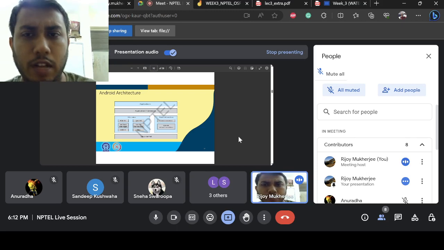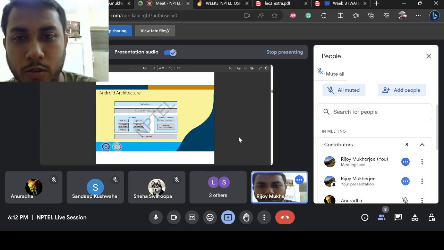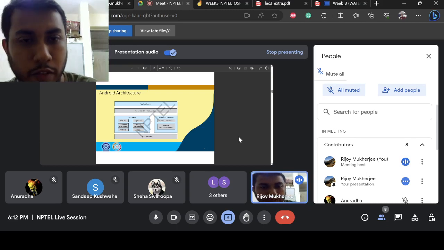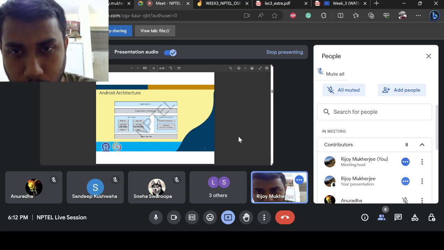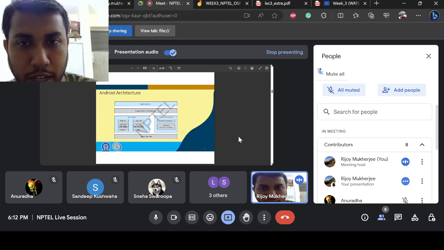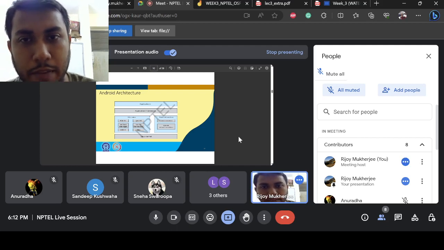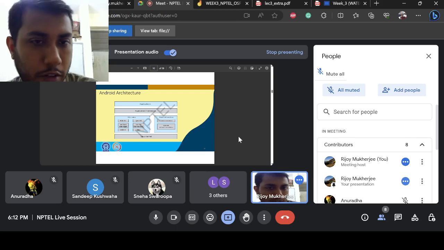Libraries are kind of the same if you think about the OS. So SQLite is for databases, OpenGL is for graphical interfaces. Media frameworks are there, those kinds of things. Then there are the Android runtime systems, core libraries, virtual machines.